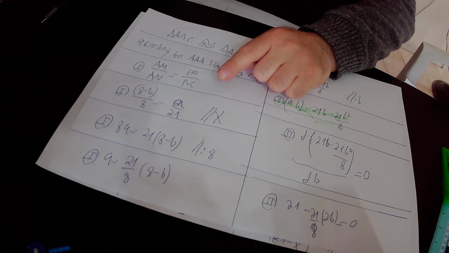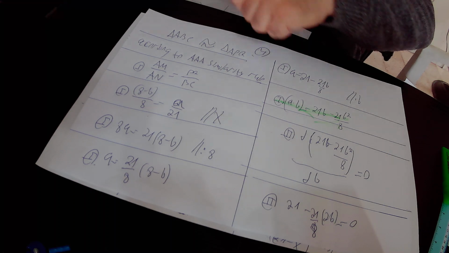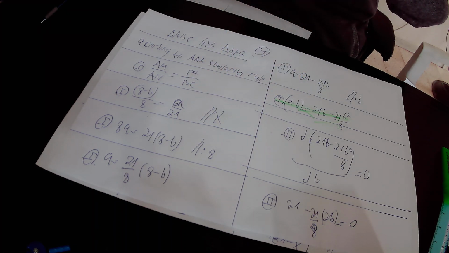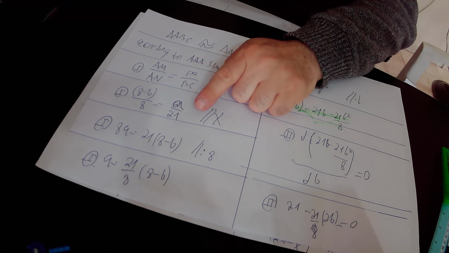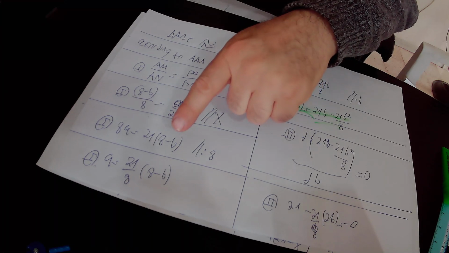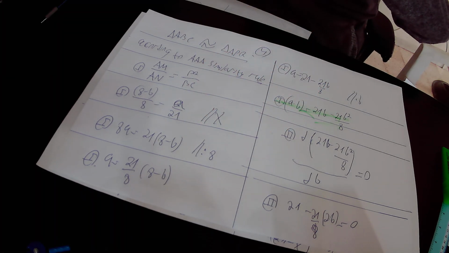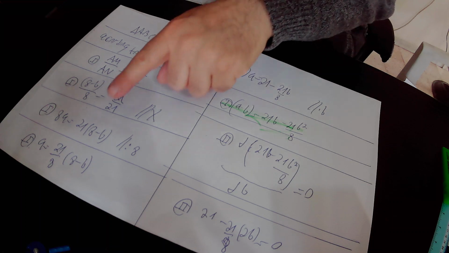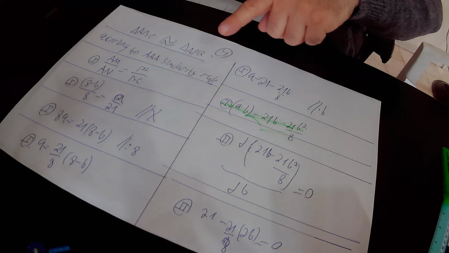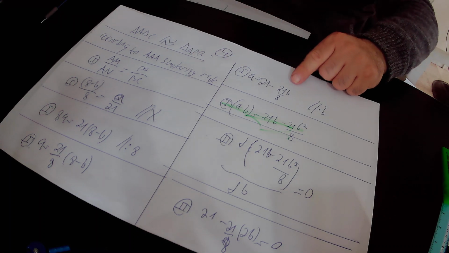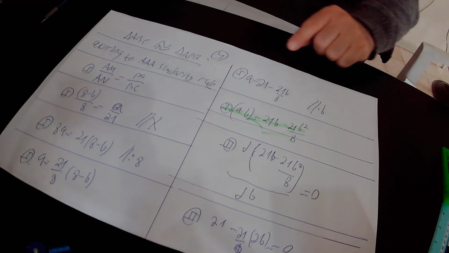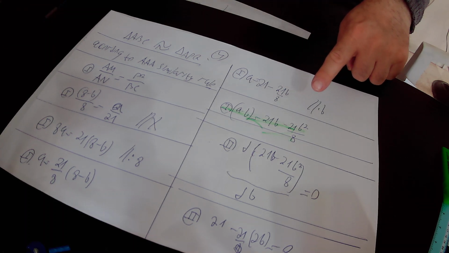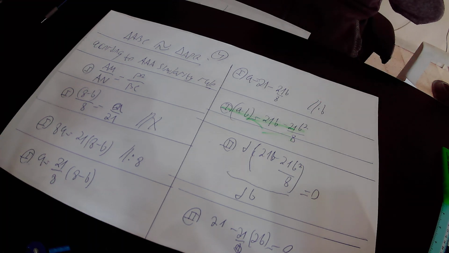Here, of course, we multiply equation 1, and according to this equation, 8A equals 21 times the brackets 8 minus B. Here we divided equation 1 by 8, and finally found out that A equals 21 over 8 times 8 minus B. Opening the brackets, A equals 21 minus 21B over 8. Then we multiply this equation 1 by B, and finally found out that A times B equals 21B minus 21B squared over 8.